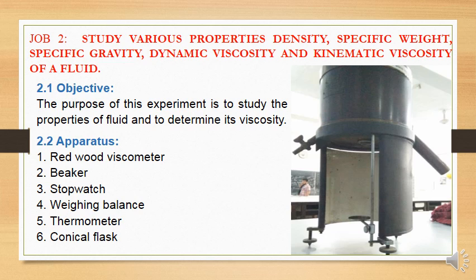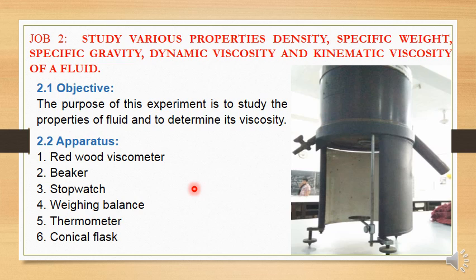Here in the job layout we also have a brief description of this Redwood viscometer, which is used to determine the various physical properties of the fluid. The main property is the viscosity, because if the viscosity is known to you, then the density, specific weight and specific gravity can also be determined, and if the mass density is known to you, then the kinematic viscosity can also be determined.